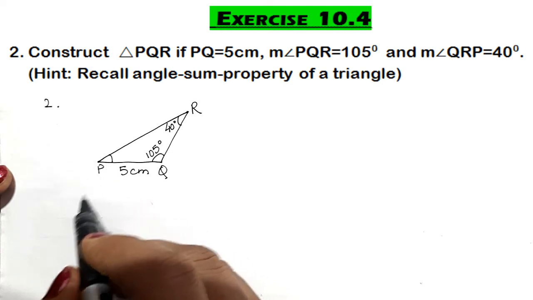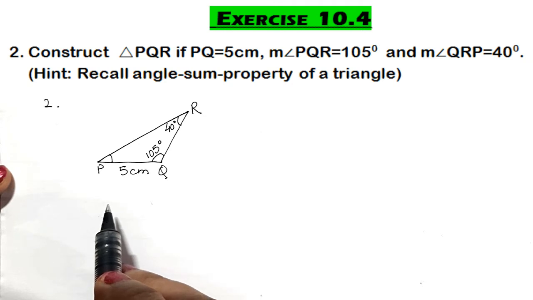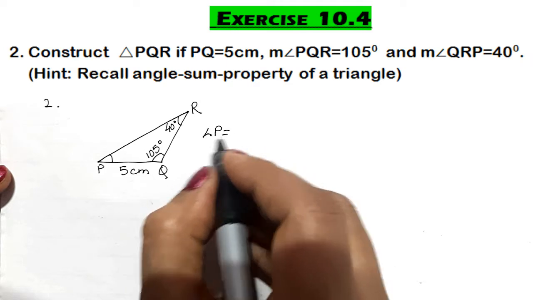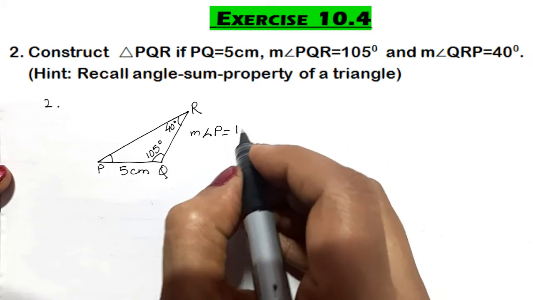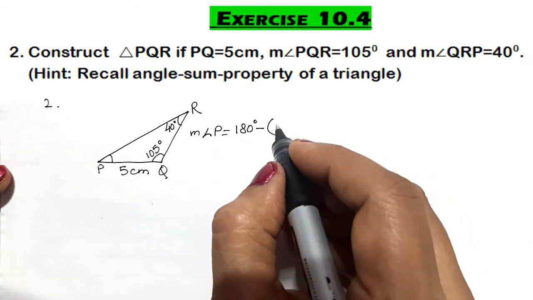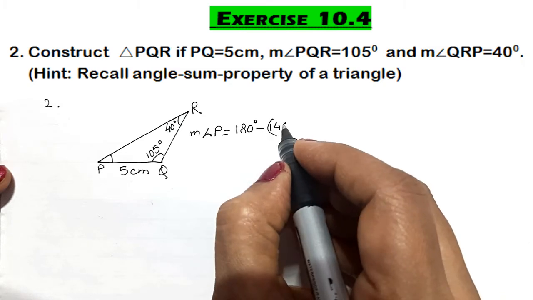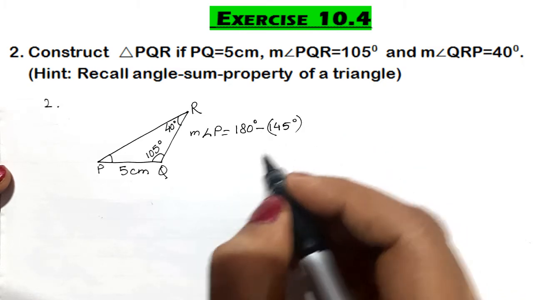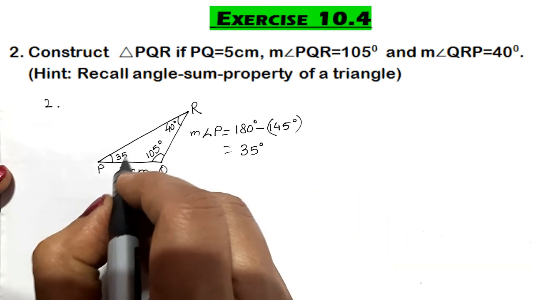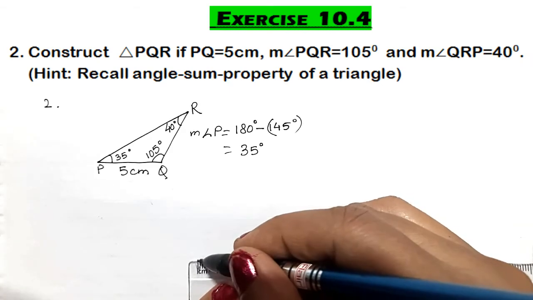So if you remember angle sum property of a triangle, the sum of all the interior angles should be 180 degree. So find out what should be the measure of angle P. Measure angle P should be 180 degree minus the sum of given angles. So it is 105 plus 40, that is 145 degree. So I get 35 degree as angle P. I need 5 centimeter PQ.